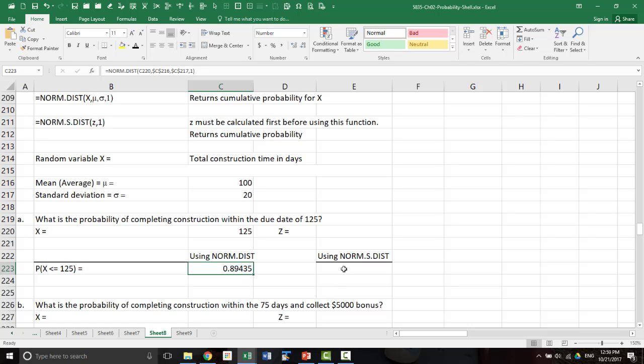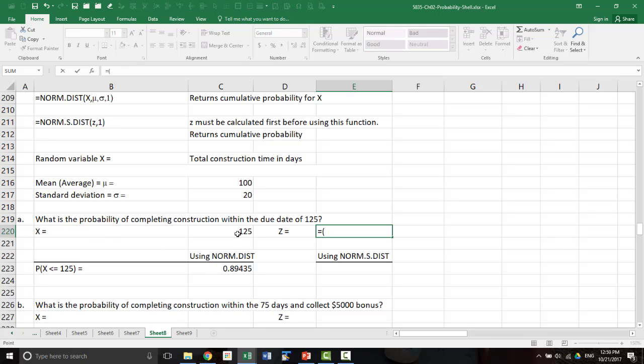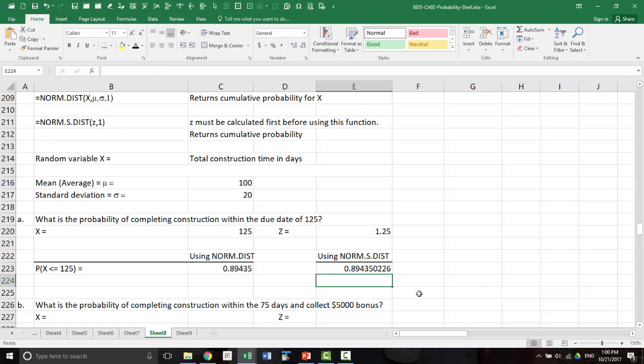Now if you want to use the norm.s.dist, then you have to compute the z yourself. So it will be x minus the mean mu, I'll absolute reference that, divided by the standard deviation, absolute reference that. So we have z. So now norm.s.dist, now z, that's it. There's no mu and sigma for this. It will give you the same answer, obviously. This function always gives you, doesn't matter whether the z is negative or positive, the cumulative probability.